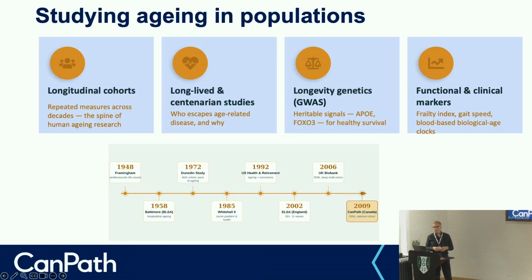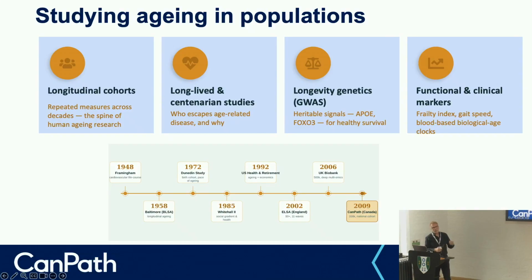Longevity genetics usually means GWAS, genome-wide association studies. The big hits that keep coming are ApoE. We heard a talk this morning about how ApoE and Alzheimer's keeps coming up, and FOXO3. And we're not actually seeing a lot more apart from that.